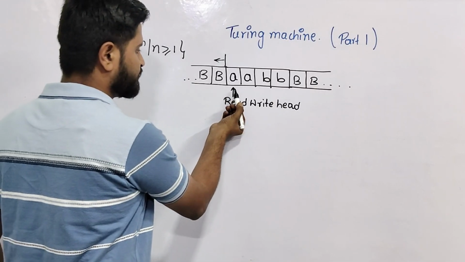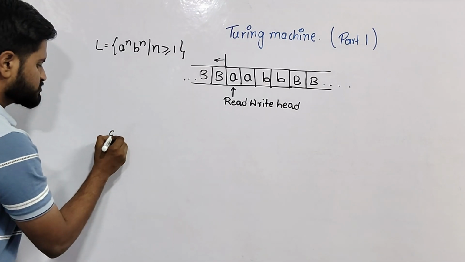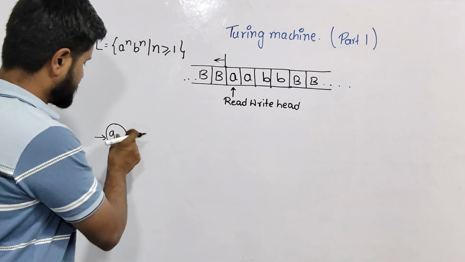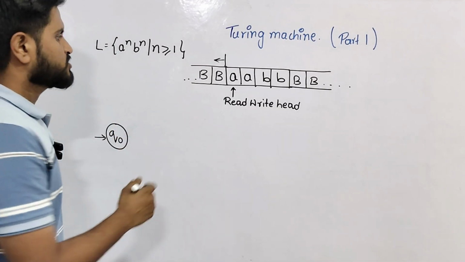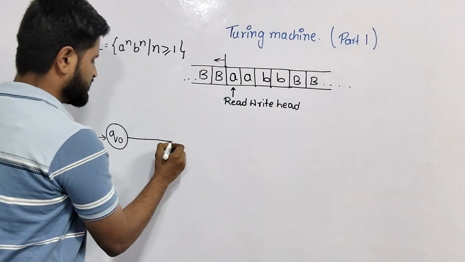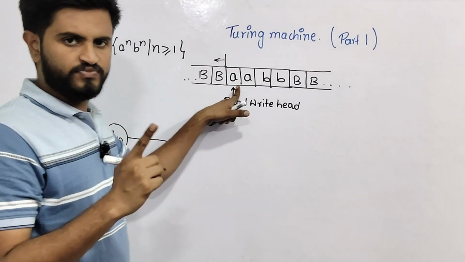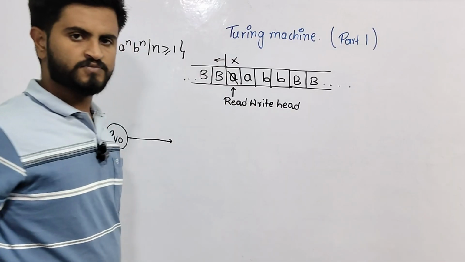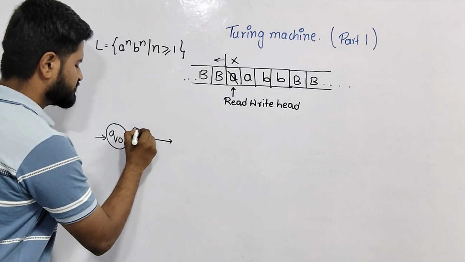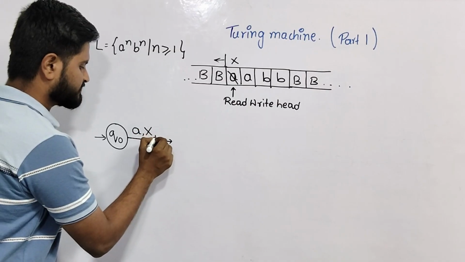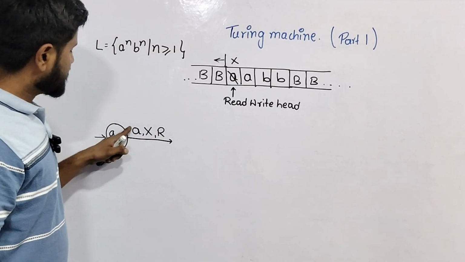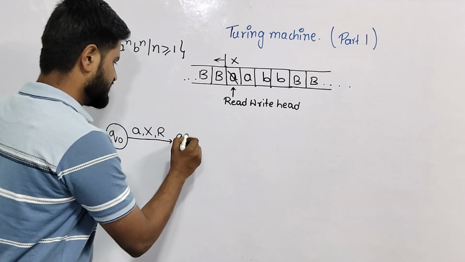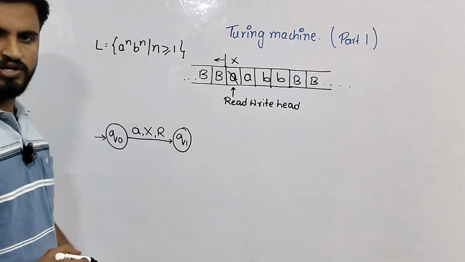So now we are starting from a. My read write head is at a. Let me start from the q0 state. This is the initial state. You can use any variable to show the states. So now a. When I approach a for the first time, I will replace its name as x, and move to the right side. I will write it as q1. From q0 I will be moving to q1.